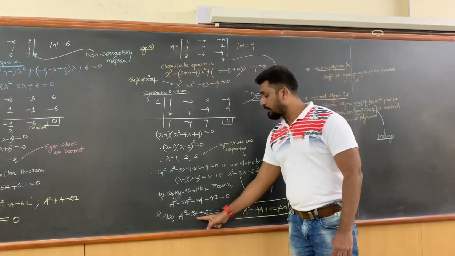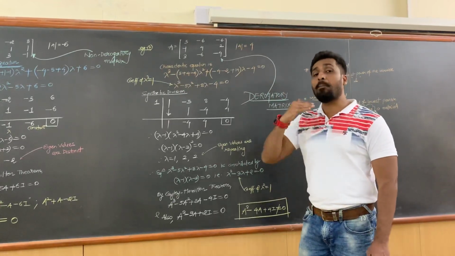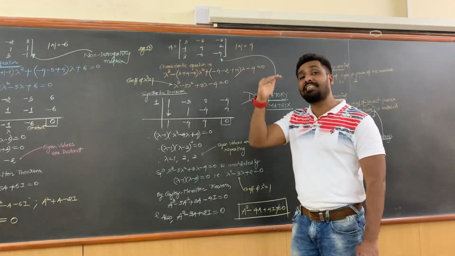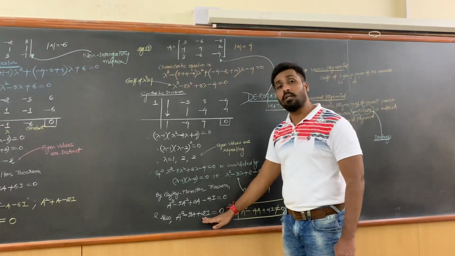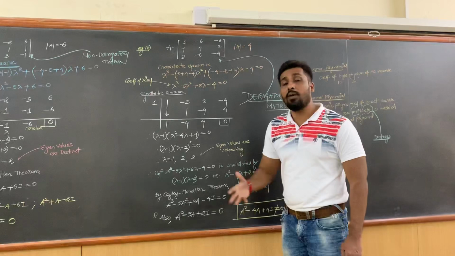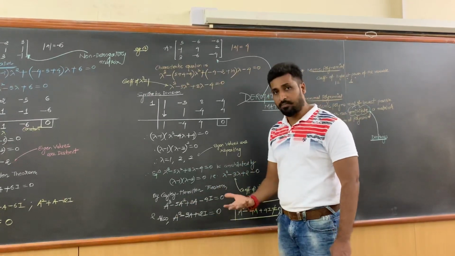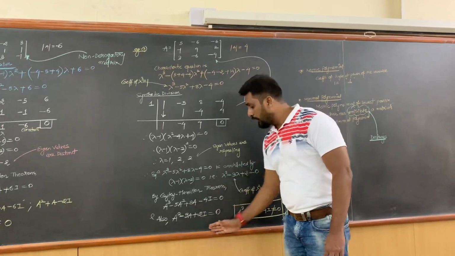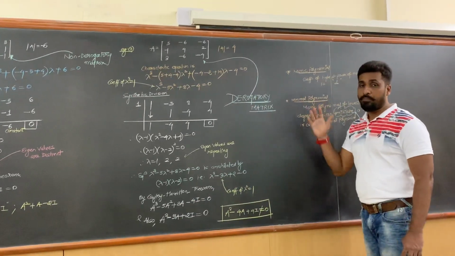But A square minus 3A plus 2I is definitely going to give me the answer equal to 0. And the power of this equation is also less than 3. Then this particular equation is destroying matrix A. The answer is coming 0. That is what we call destruction. So this equation is called a minimal polynomial.